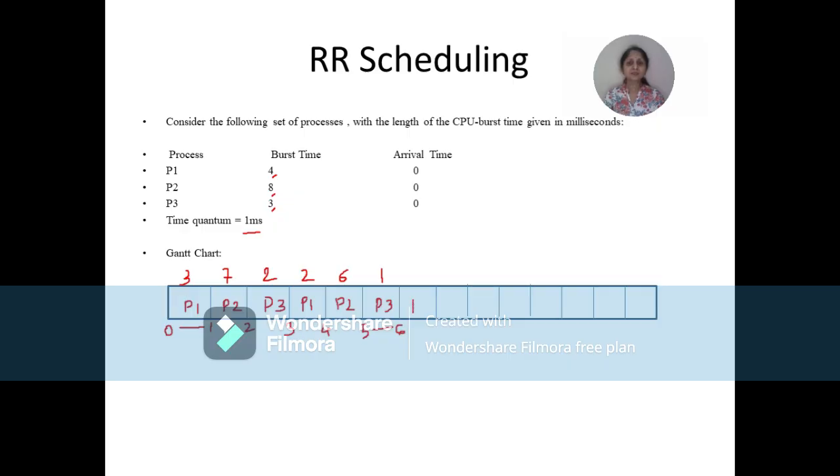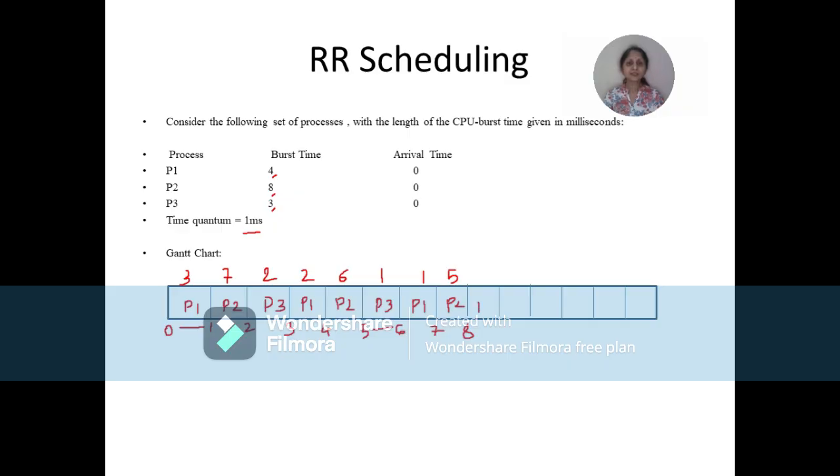Once again P1 gets a chance. P1 will be executed for 1 millisecond, that means till time 7. What was the remaining time of P1? It was 2. So what is remaining now? 1. Who gets a chance to get inside the CPU? Now process P2 gets a chance. It will be executed for 1 millisecond, so that is till time 8. What was the remaining time of P2? 6. 6 minus 1, now 5 is remaining for process P2 to get completed.